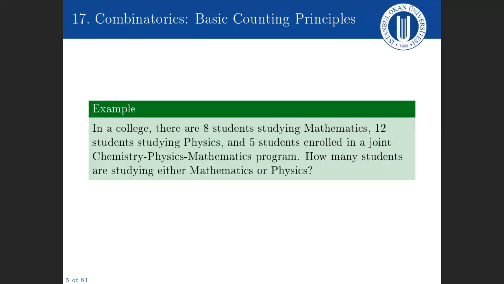Next example. In a college, there are 8 students studying mathematics. There are 12 students studying physics. And there are 5 students who are studying physics and mathematics. So how many students are studying either maths or physics?